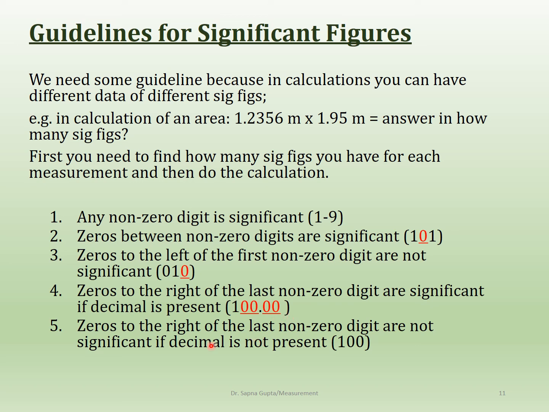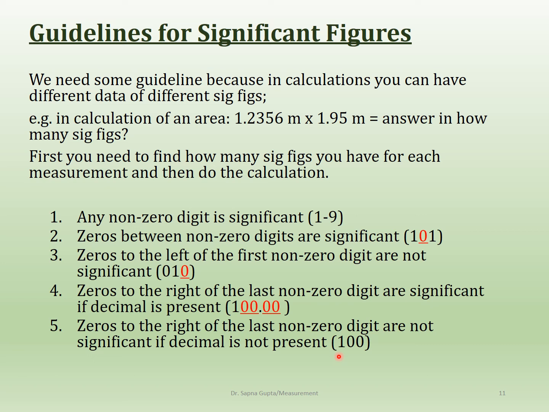Now, zeros to the right of the last non-zero digit are not significant if a decimal place is not present. So, for example, when you have 100, 100 is one significant figure. These two zeros are not going to be significant. There are only a few cases where these two zeros are going to be significant, and that depends on your measurement. So, for example, if you say that you have 100 pencils, then the 100 is 3 significant figures.